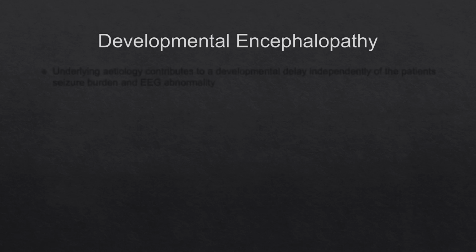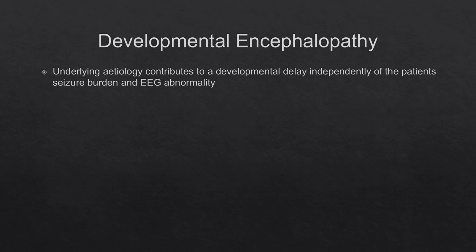What is developmental encephalopathy? Developmental encephalopathy refers to the underlying etiology contributing to a developmental delay independently of the patient's seizure burden and EEG abnormality. That means a patient is having two issues. One is developmental delay, another is seizure disorder and EEG abnormality. So the developmental delay and the seizure burden both are independent of each other.